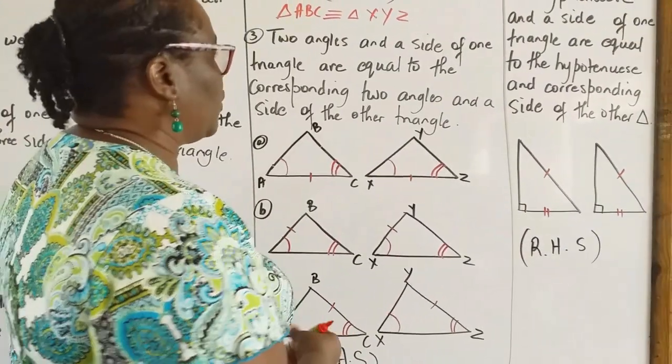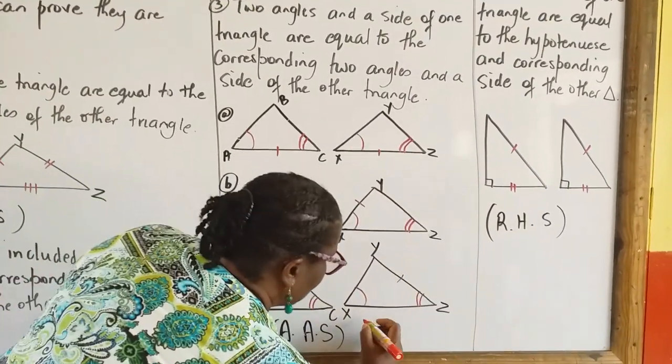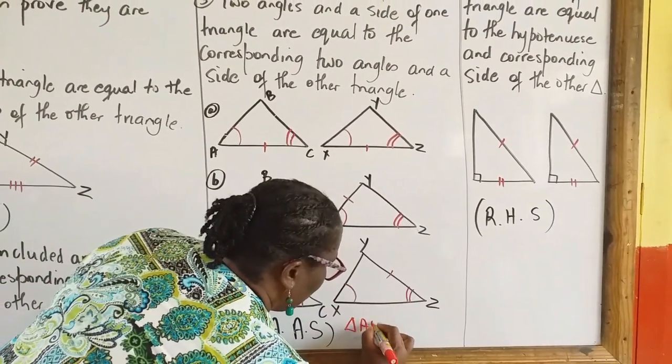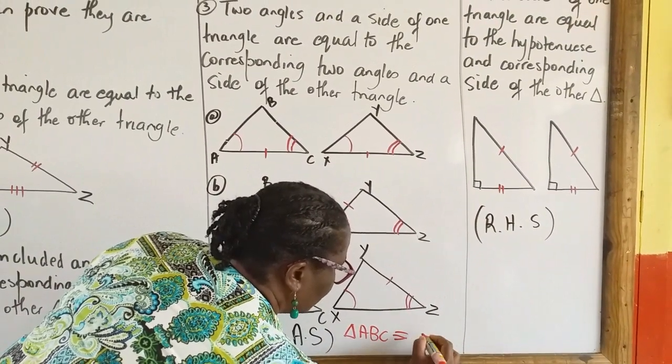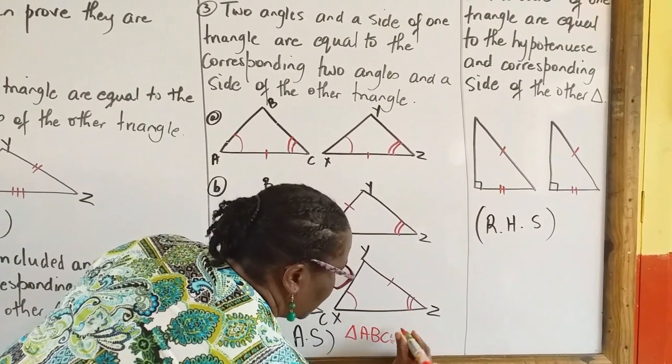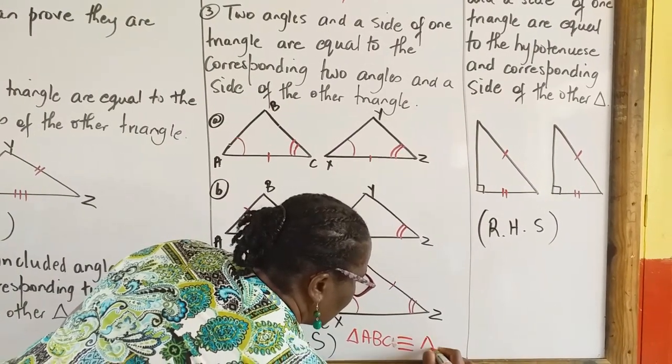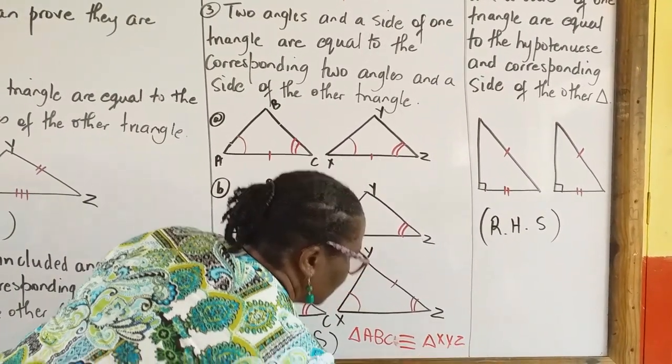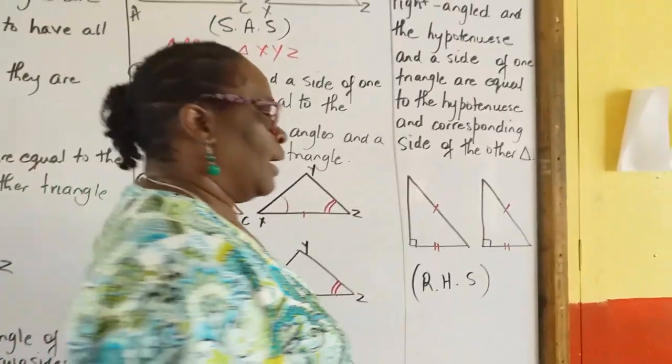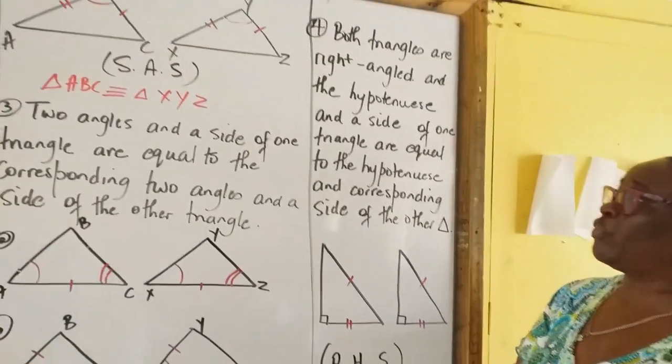And after we're finished with that, we write that triangle ABC is congruent to triangle XYZ. And then the final one now, the fourth one.